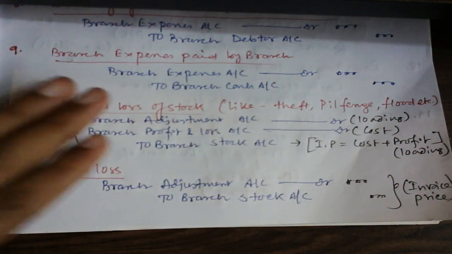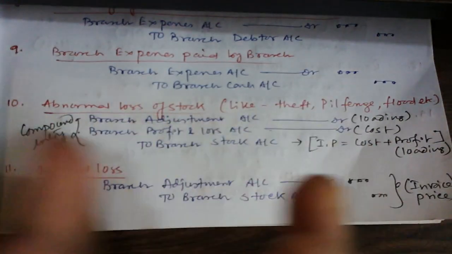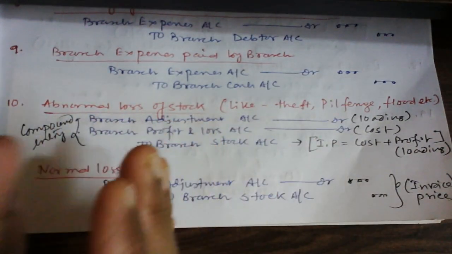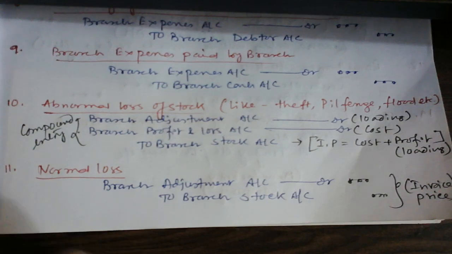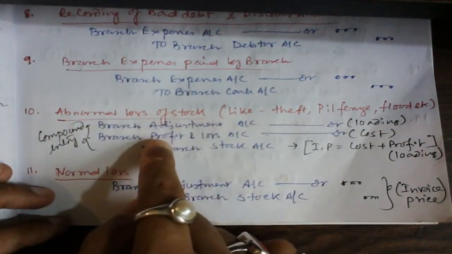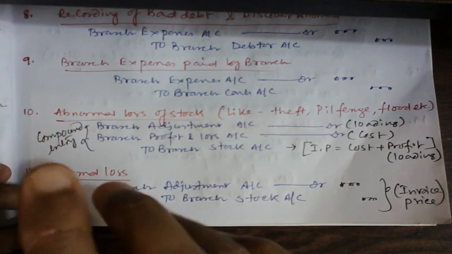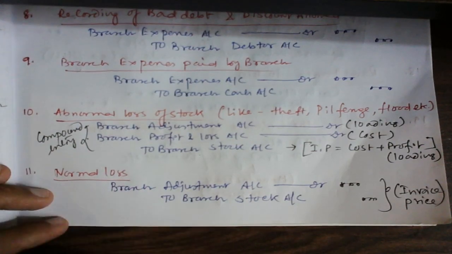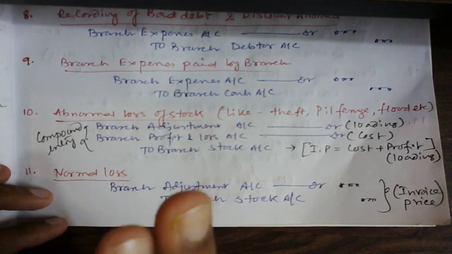Now the abnormal loss entry: branch stock is credited because stock was damaged, so stock reduced. Branch P&L is debited, whatever the loss we have should be debited to the P&L account, because all losses and expenses are debits. And branch adjustment is debited because we burned the profit or the loading. When a journal has two or more entries of the same type, either debit or credit, it is a compound entry. In this case, two debit accounts are there, that is why it is a compound entry.